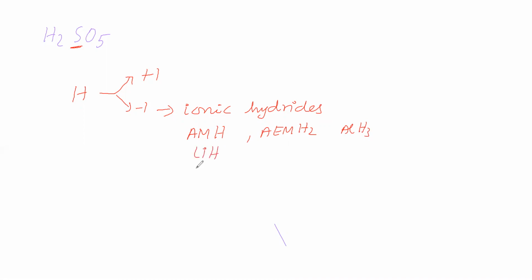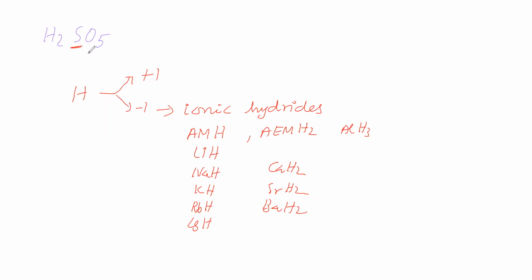Alkali metal hydrides: lithium hydride, sodium hydride, potassium hydride, rubidium hydride, cesium hydride. Here hydrogen oxidation number is -1. Alkaline earth metal hydrides: calcium hydride, strontium hydride, barium hydride. Here also hydrogen oxidation number is -1. In aluminum hydride, hydrogen oxidation number is -1. In the rest of the places, hydrogen oxidation number in the compound is +1. So here this hydrogen is not in an ionic hydride, therefore it is +1.